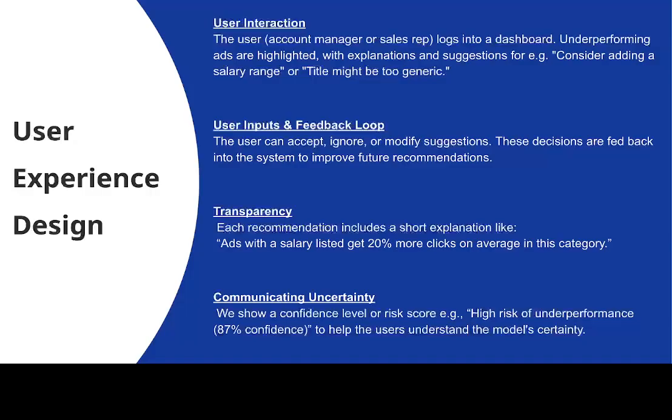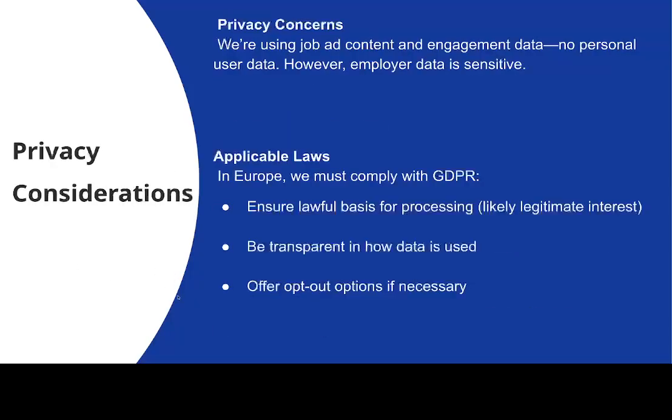And towards the end, we can communicate uncertainty through giving a confidence level or a risk score. So this would need a model on its own, which calculates the confidence levels. For example, high risk of underperformance, 87% confidence. So you're quantifying something difficult, and that can really help users assess the model's certainty as well. So this is on the user experience.